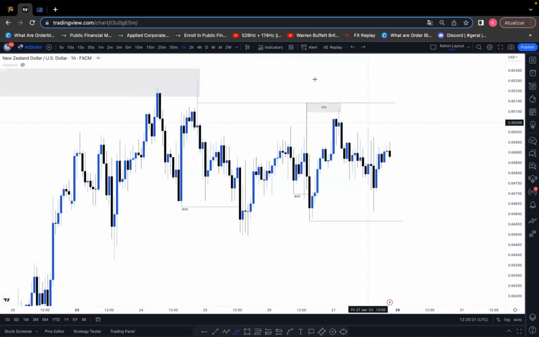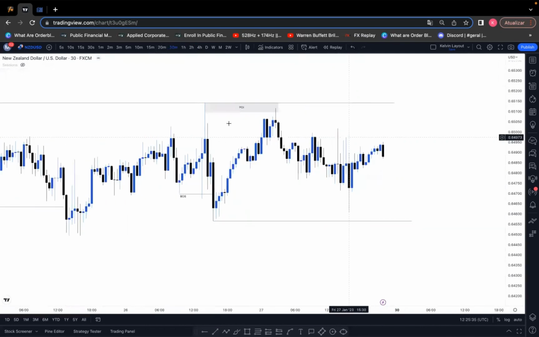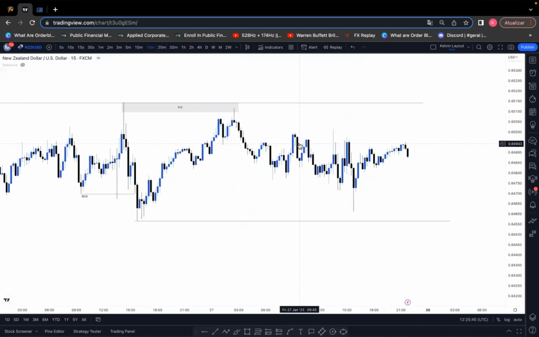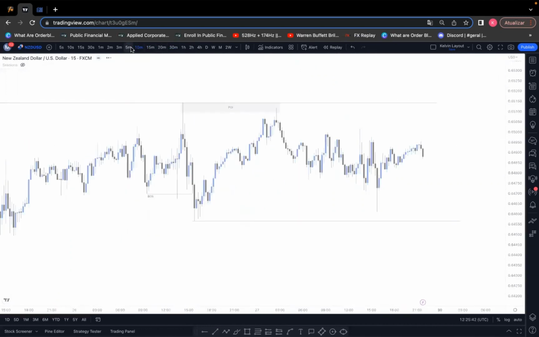I would drop down to 30 minutes time frame. And we can see that there is a refinement. I think this is on an M15. Yeah, I think it was refined on 10 minutes. Let me just see.